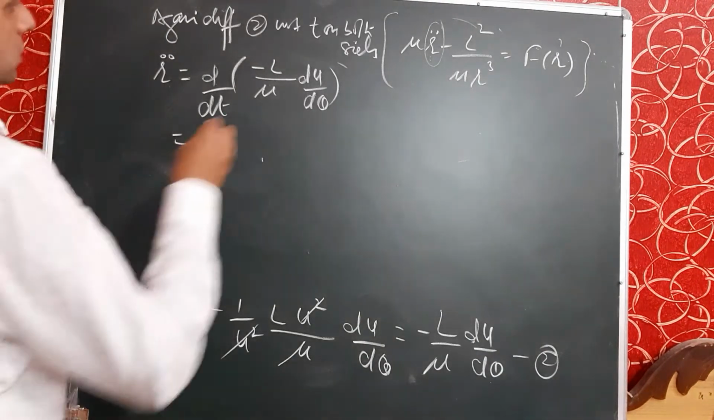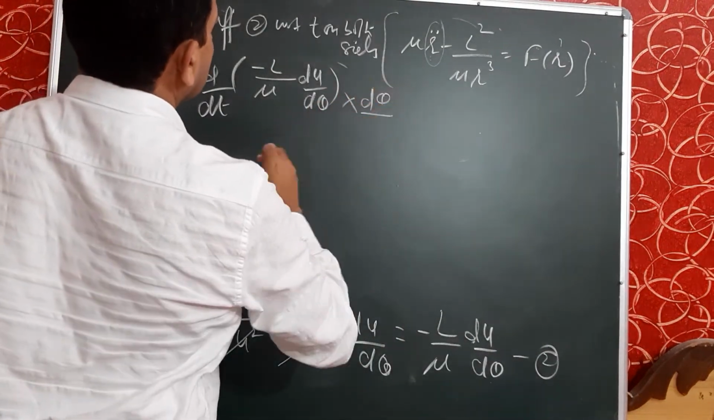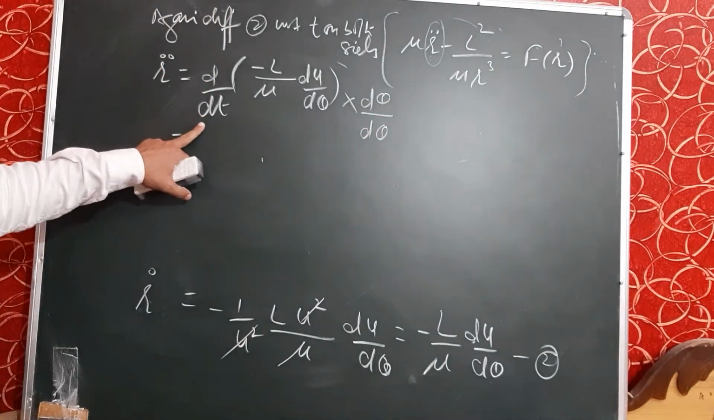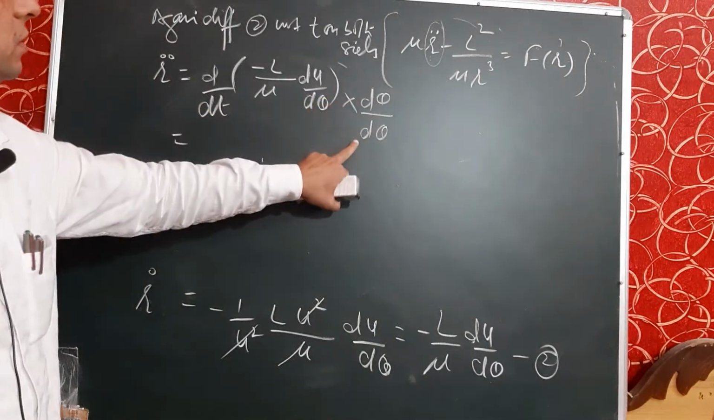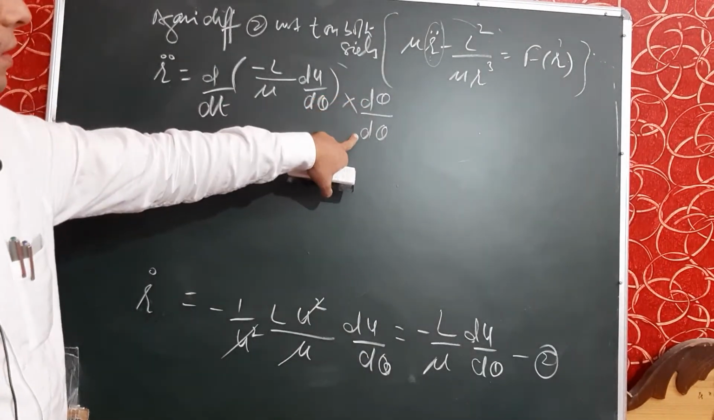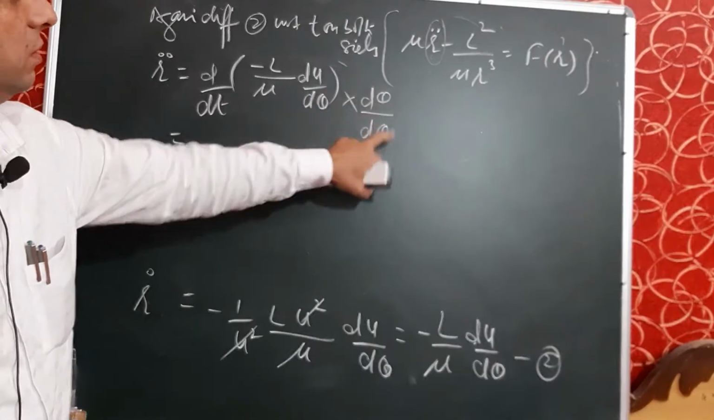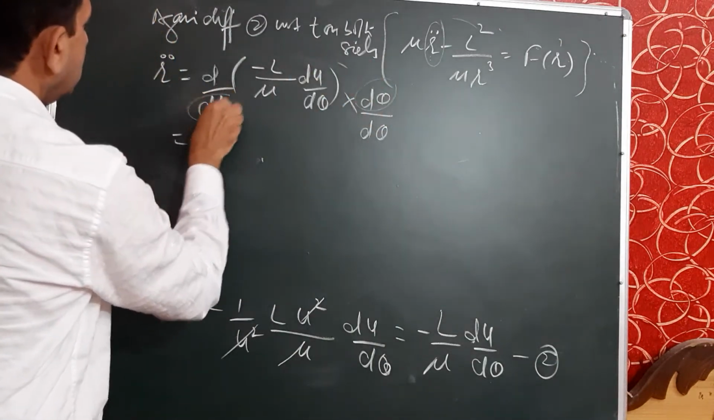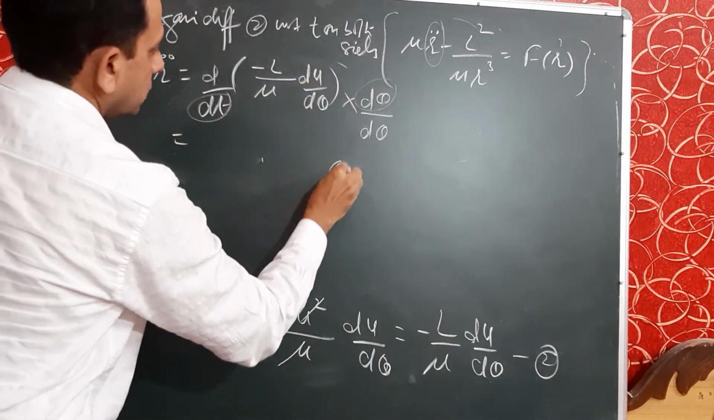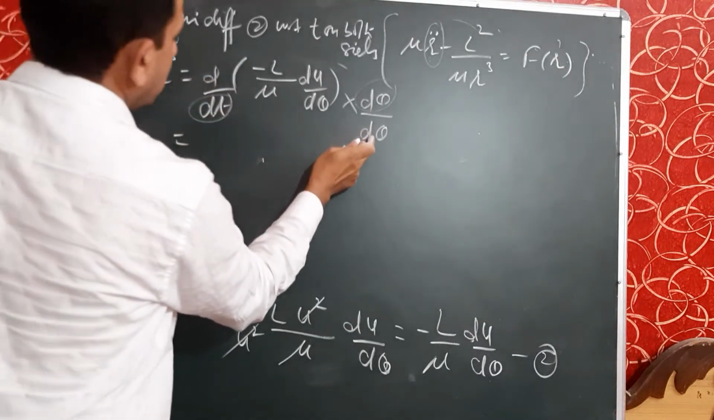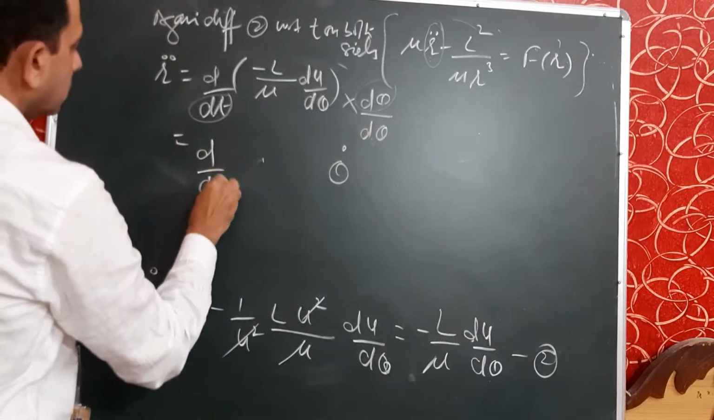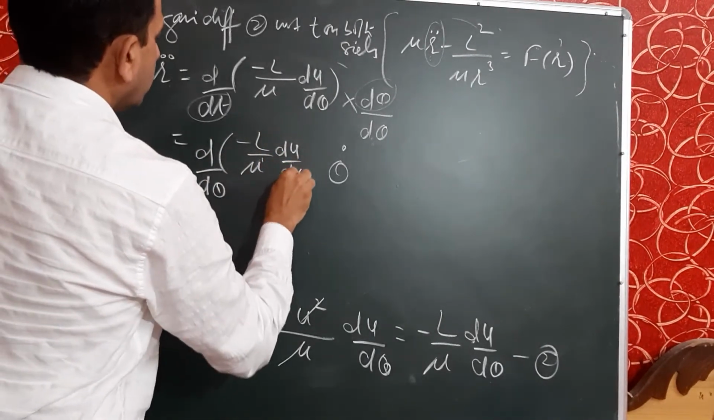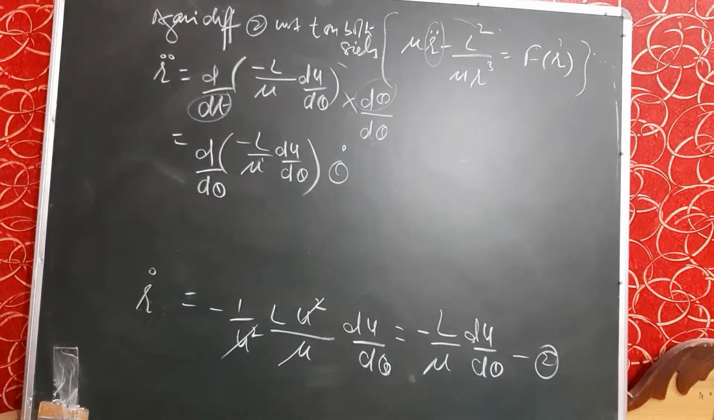Now, again reduce this equation into u theta form, or eliminate dt. How can we eliminate this dt? This is a simple method. We will multiply and divide on the right hand side with d theta, and finally again we will make the pair d theta by dt, which is theta dot, and it will become minus L upon mu into du by d theta. So is it clear?